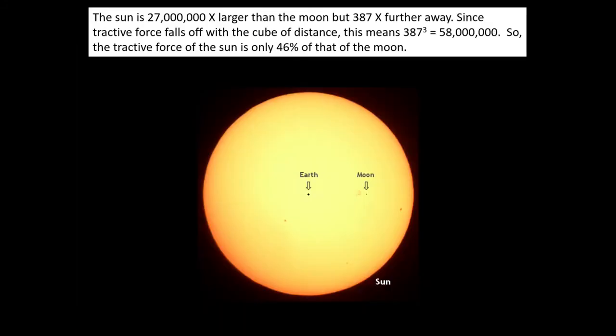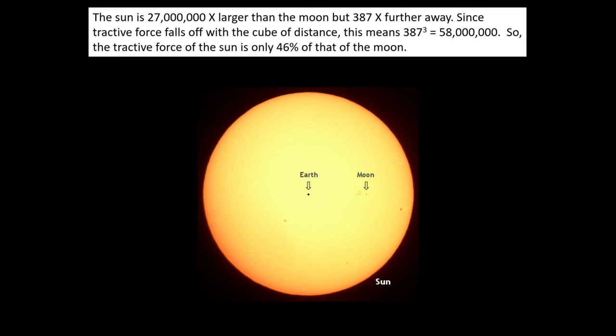I like this picture because it shows you how tiny we are relative to the sun. You can see the tiny little Earth there relative to the sun, and our moon is even tinier. Look at this, it's just a little speck, right? The sun is 27 million times larger than the moon, but it's also 387 times further away.